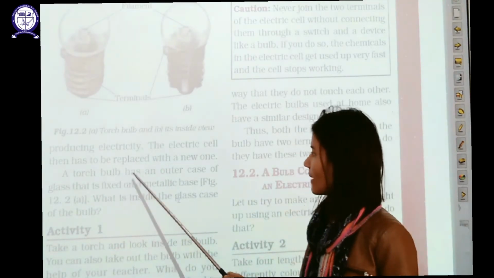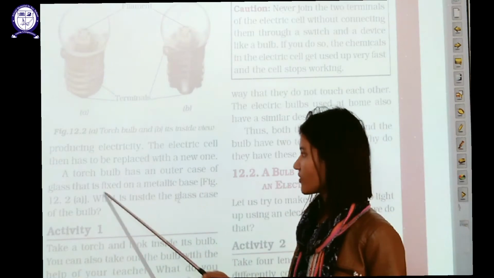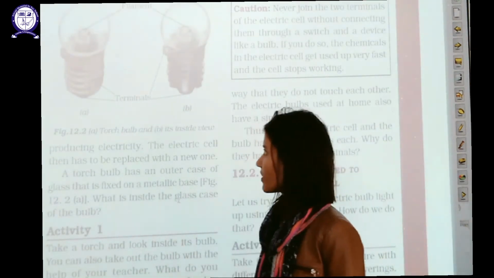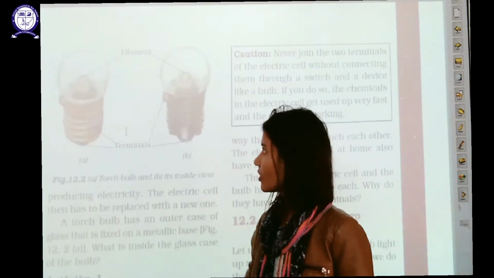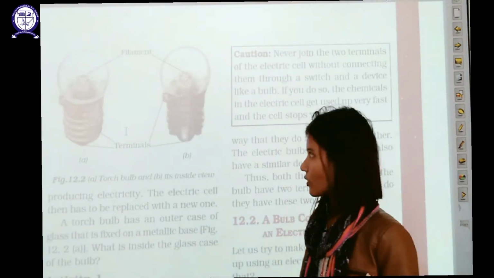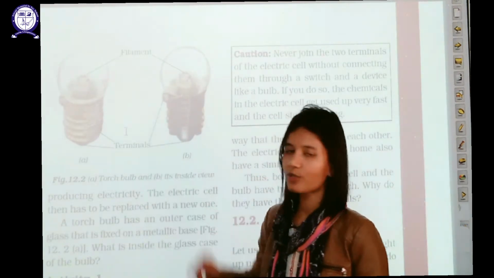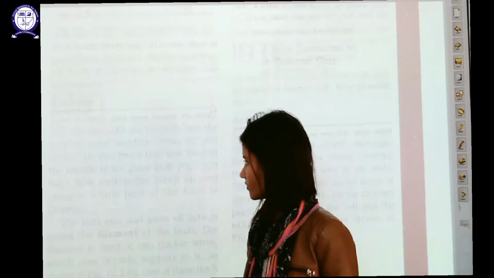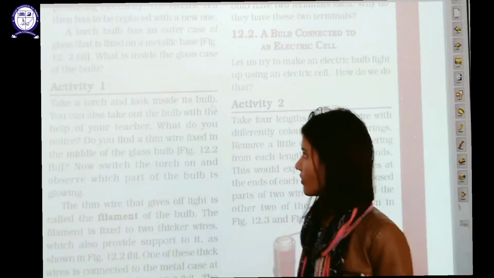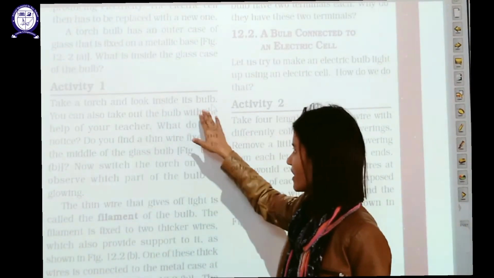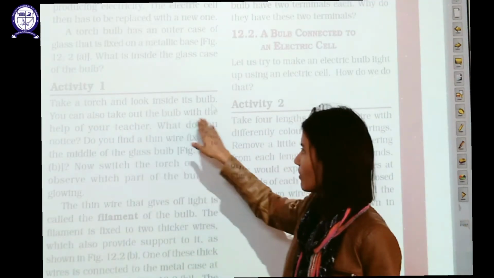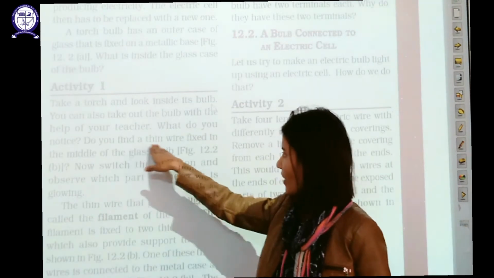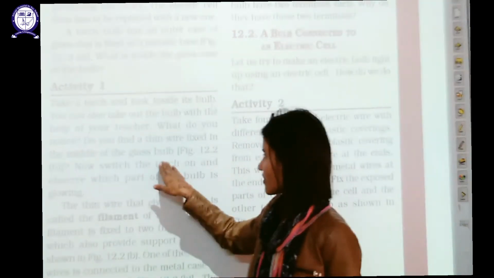A torch bulb has an outer case of glass that is fixed to a metallic base. Again it has two terminals, okay. Without these two terminals, electricity will not flow, as we know. In the bulb also two terminals are present, one positive and the other negative. Now let us study activity number 1. Take a torch and look inside its bulb. You can also take out the bulb with the help of your teacher. What do you notice? Do you find a thin wire fixed in the middle of the glass tube?